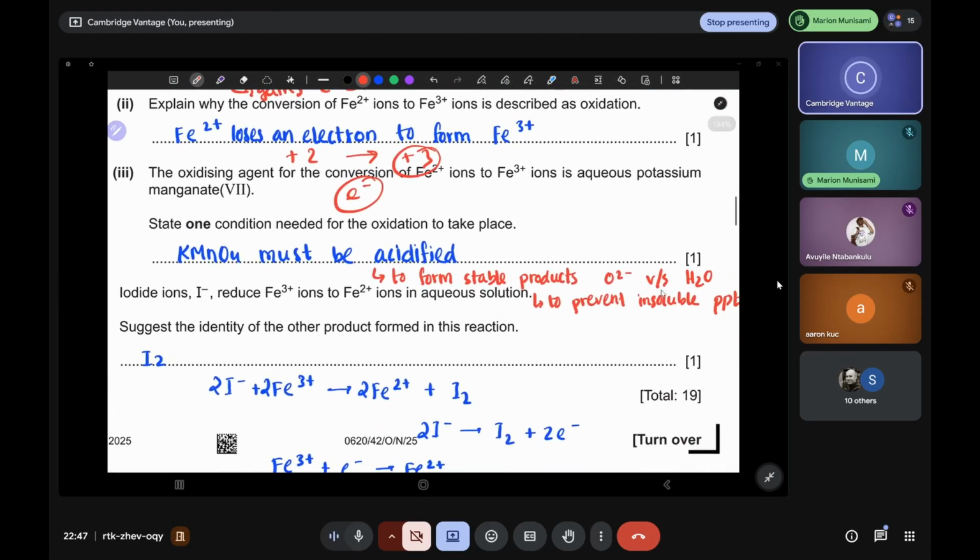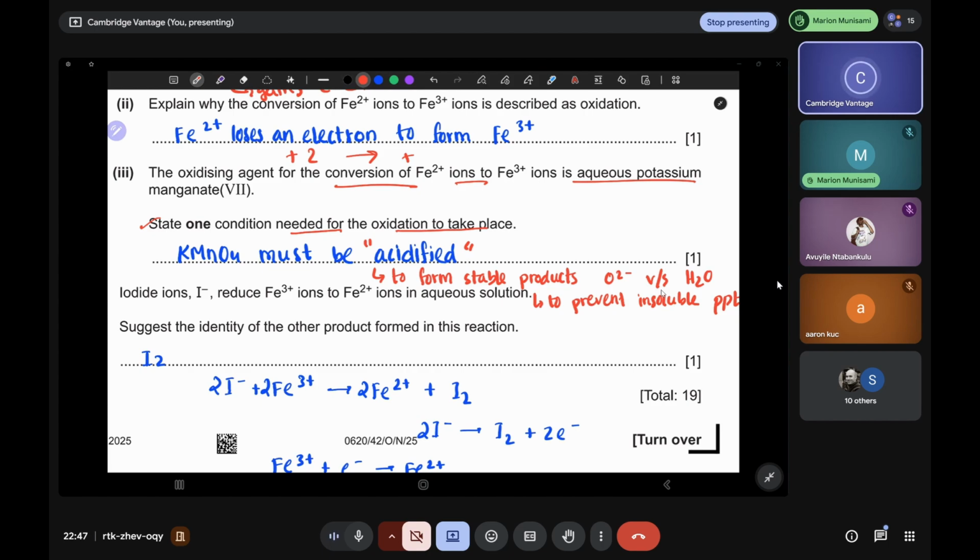And then they ask: the oxidizing agent for the conversion of Fe2+ ions to Fe3+ ions is aqueous potassium manganate(VII). State one condition needed for the oxidation to take place. Over here, the condition is the KMnO4, basically aqueous potassium manganate, must be acidified.